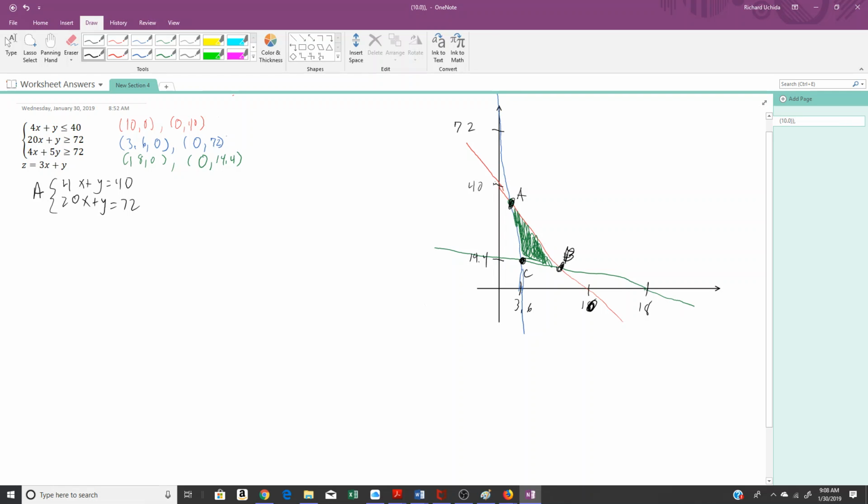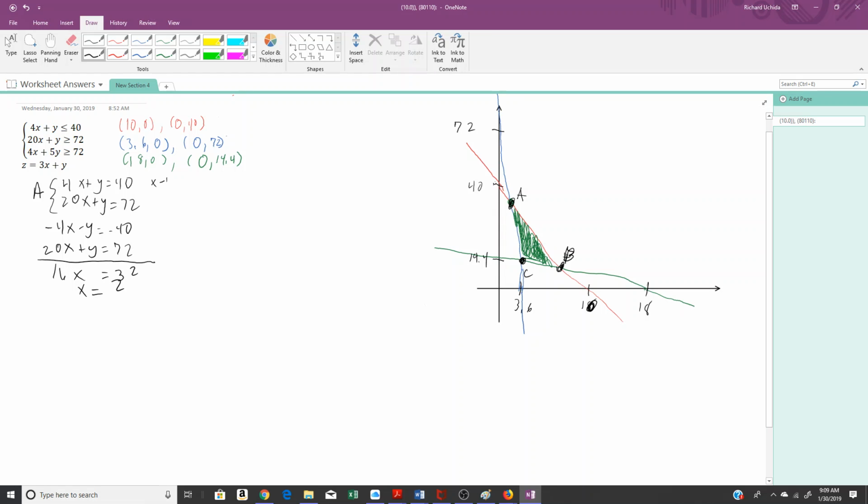I can use substitution or elimination. I can't really use graphing because we eyeballed that, so we don't know the exact values. I'll use the elimination method. Actually, let's multiply the first equation by -1. So we'd have -4x - y = -40, and combine that with 20x + y = 72. Doing that, we get 16x = 32, so x = 2.